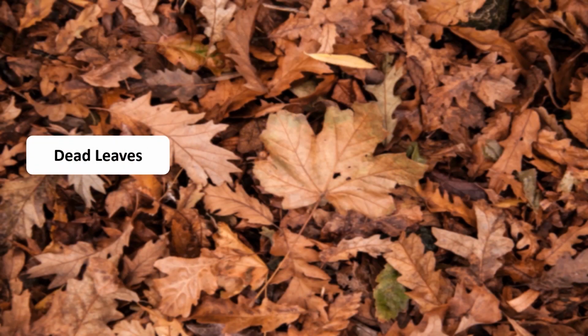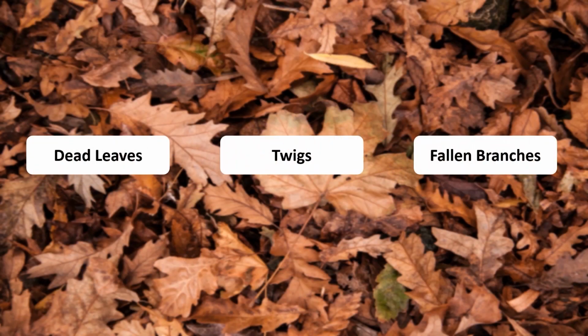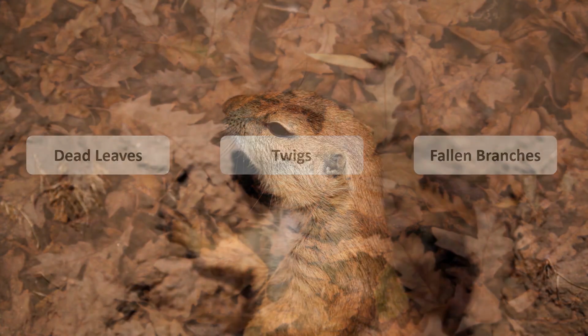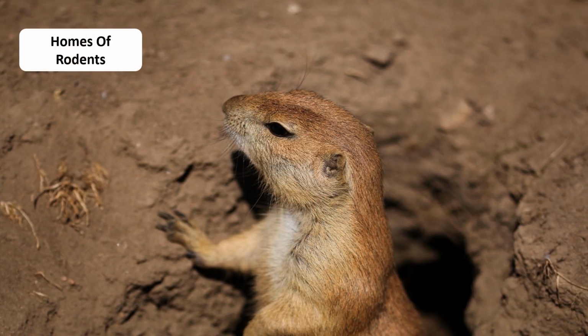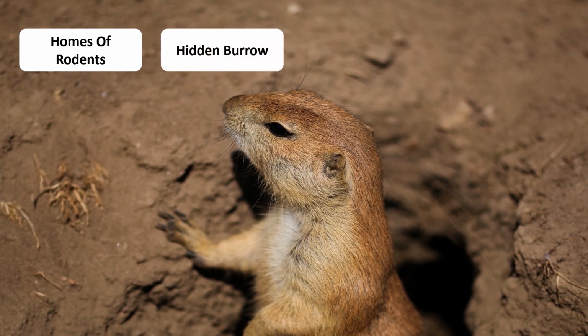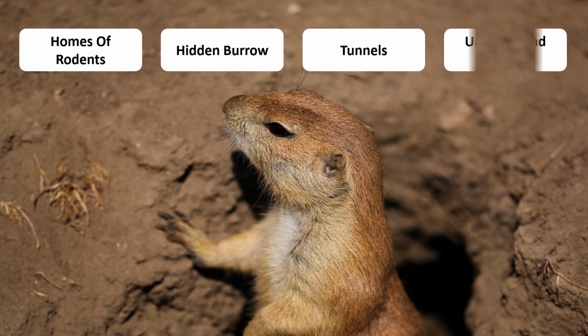The dead leaves, the twigs and the fallen branches cover the ground, where a number of microorganisms act upon them and convert them into litter. There are homes of the rodents, hidden burrows, tunnels and underground nests. So all these constitute the biotic components of the island ecosystem. Now the abiotic components include the soil, air, water and light.